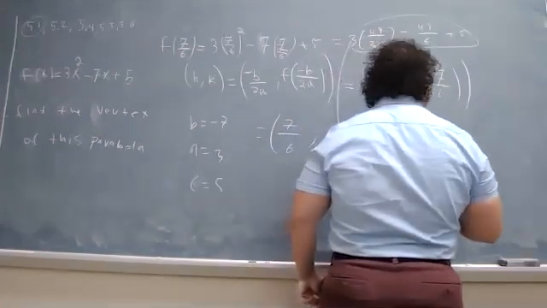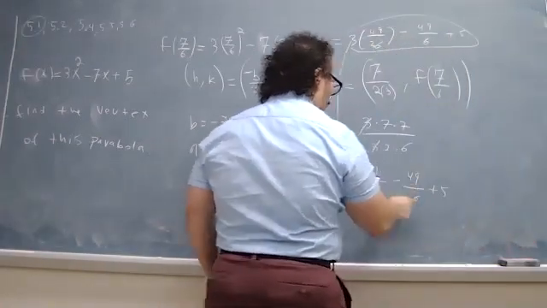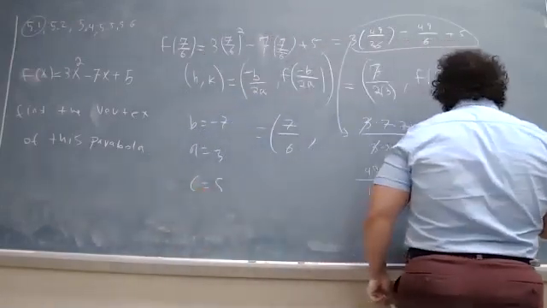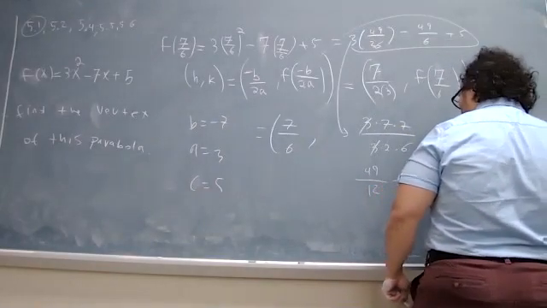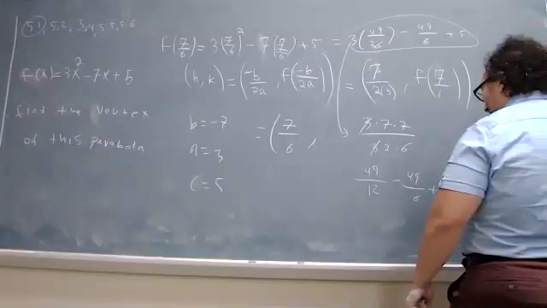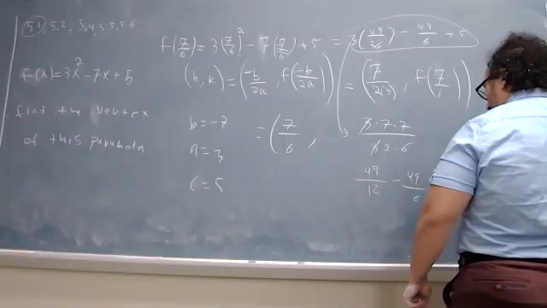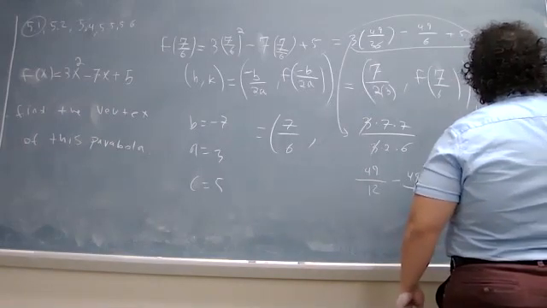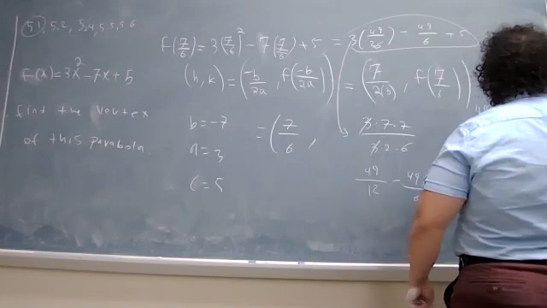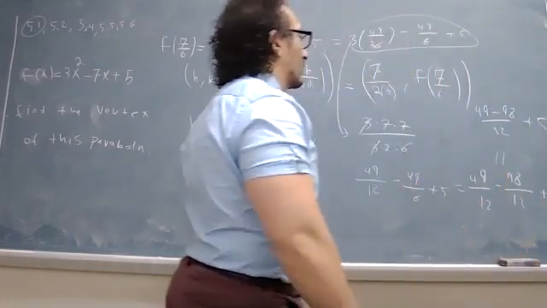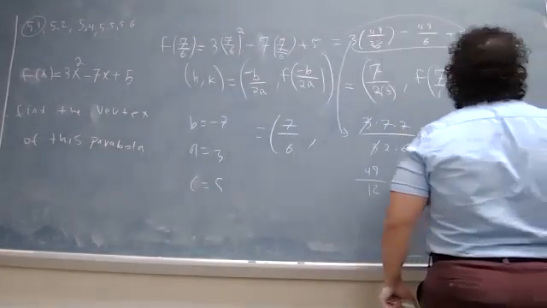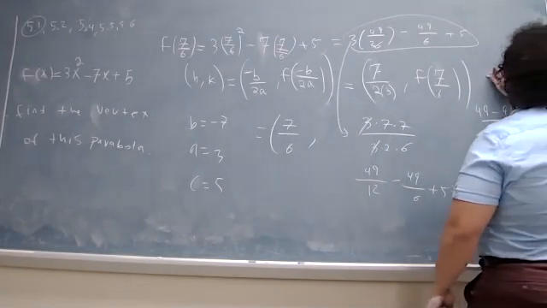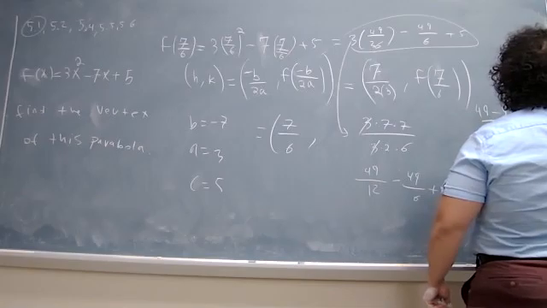over 6 plus 5. To establish a common denominator to add these fractions, I multiply top and bottom here by 2. And so I get 49 over 12 minus doubling 49 gives me 98 over 12 plus 5. Now they have a common denominator. So it's 49 minus 98 all over 12 plus 5. Okay, so then that's the same thing as negative 51 over 12 plus 5.